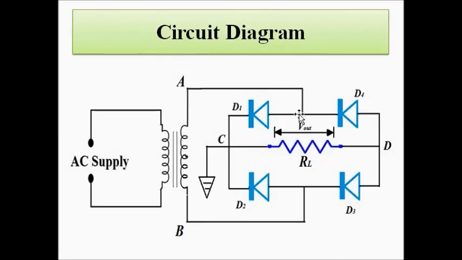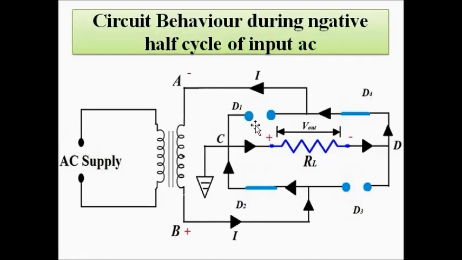But this negative A is connected to P-type end of D1 and this positive B is connected to N-type end of D3. So, these two opposite diodes D1 and D3 are reverse biased and are open circuited, just the opposite of the positive half cycle. So, the circuit behavior during the negative half cycle is in this way. D2 and D4 are forward biased, so they behave as short circuit. D1 and D3 are reverse biased, so they behave as open circuit.